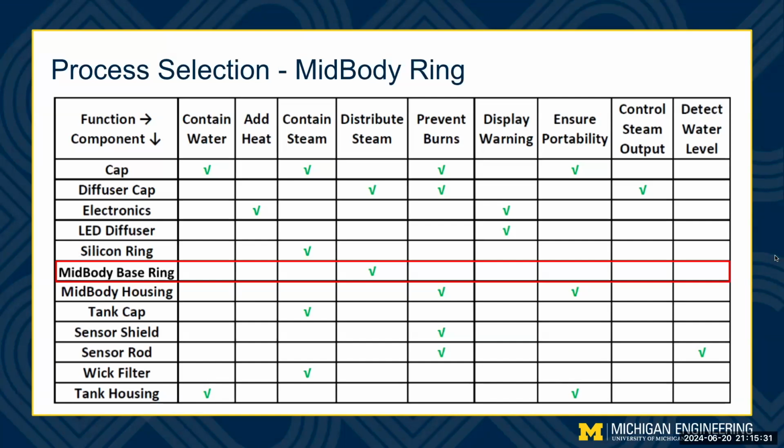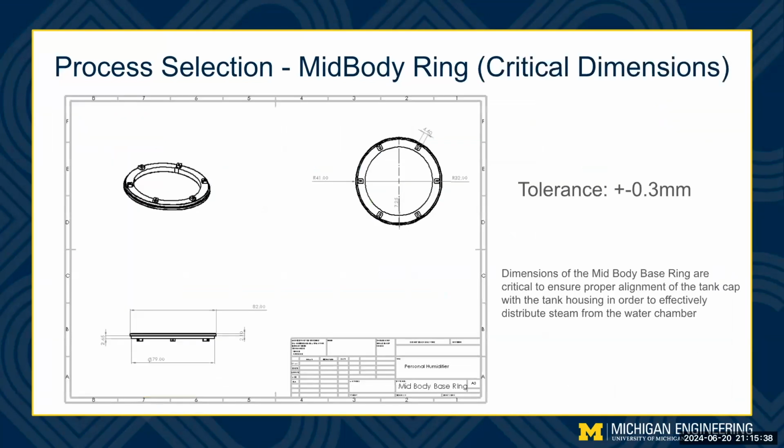So let's take a look at the process selection for the mid-body base ring. The main function for the mid-body base ring is to distribute steam. Here are the major dimensions for the mid-body base ring. We selected a tolerance of 0.3 millimeters, and the dimensions are critical to ensure the proper alignment of the mid-body base ring with the tank cap and the tank housing.